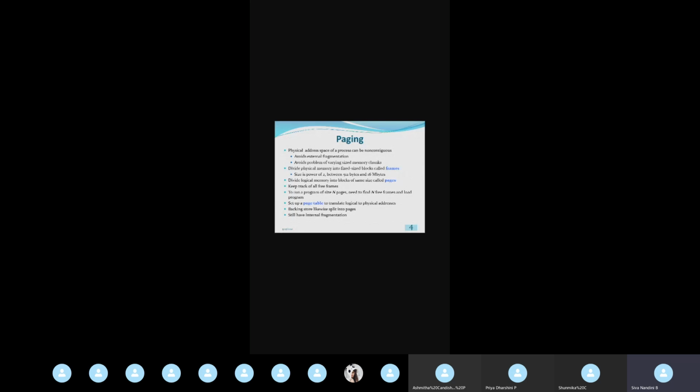So one page of the process P1 may be in one location. Another page of the process P1 may be in another location. Likewise, we'll be having. Thus only we are avoiding this external fragmentation problem in this memory management technique. This also avoids the problem of varying sized memory chunks. That is, the memory size which is provided will be of variable sizes. So this variable size problem will also be avoided, because here we are having pages.